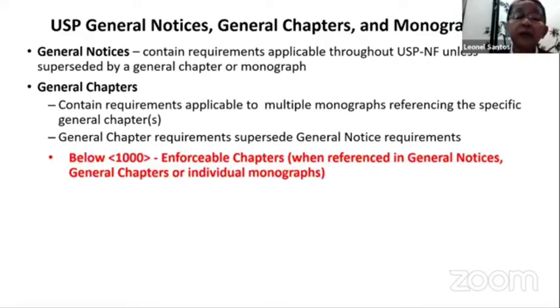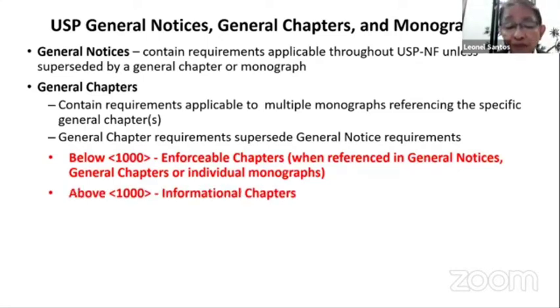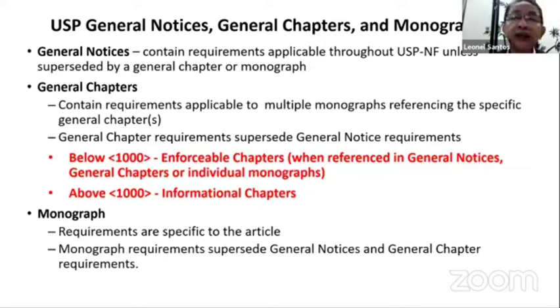If they are numbered below 1,000, they are enforceable chapters. If they are numbered above 1,000, those are general chapters that are informational chapters. General chapters can be procedural, which means they tell you a procedure, a test method, but they can be a guidance general chapter. And finally, we go down to the one that supersedes both the general notices and the general chapter, which is the monograph. So the monograph contains the requirements that are specific to the article.